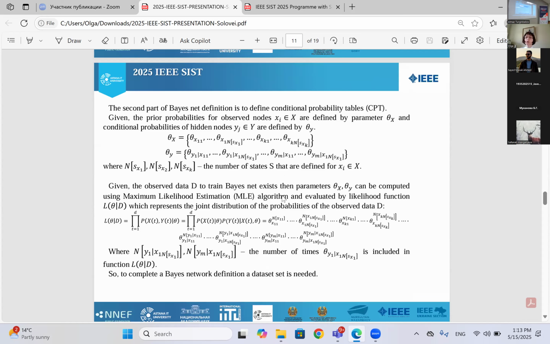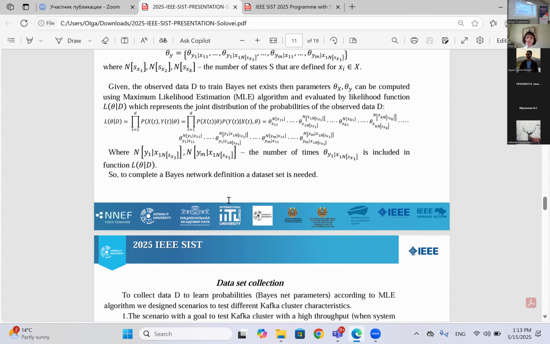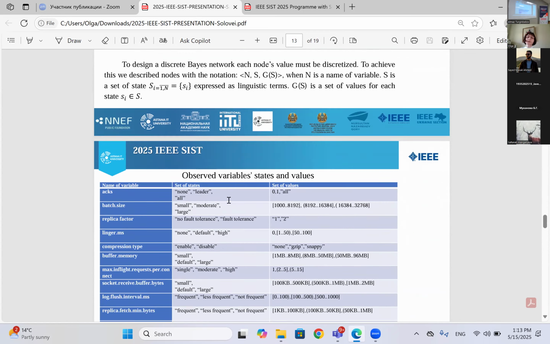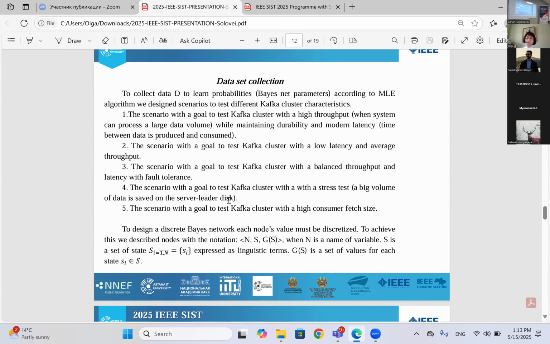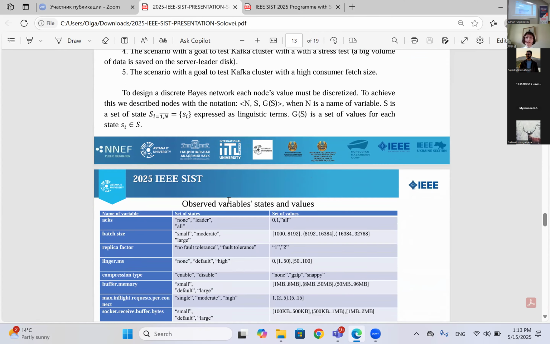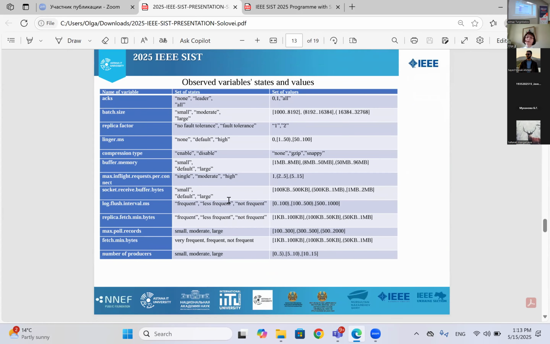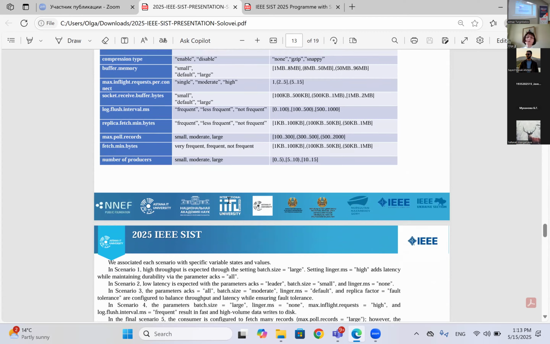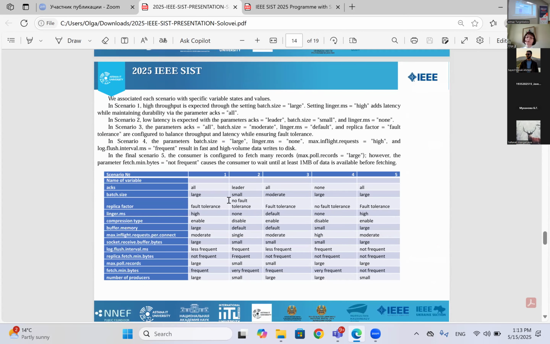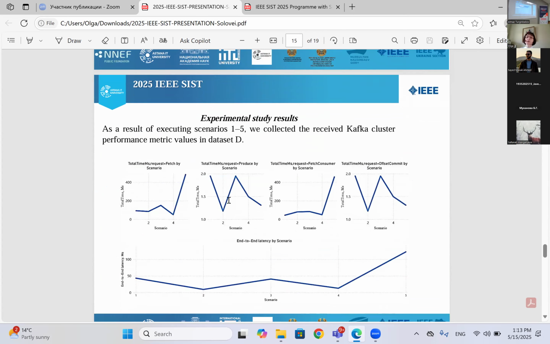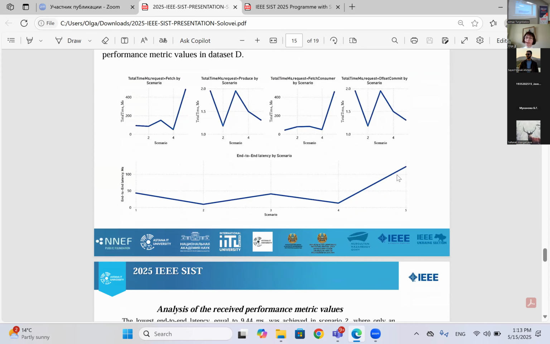The second part of the construction is to specify the probabilities and conditional probabilities. We use the maximum likelihood estimation algorithm to get this together with the dataset. The dataset we gathered as a result of specifying different test scenarios to test the cluster under different goals. Then we presented the observed variables with states and possible values. Then we associated these state values with scenarios, executed tests, and received the measures and latency.